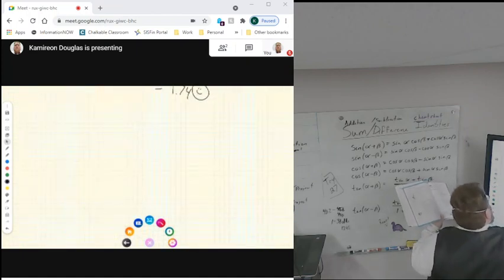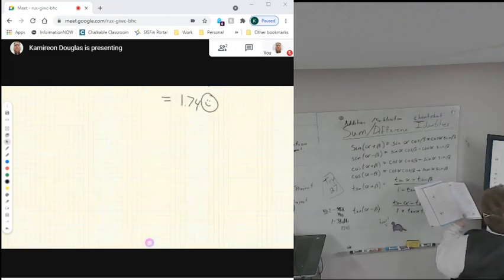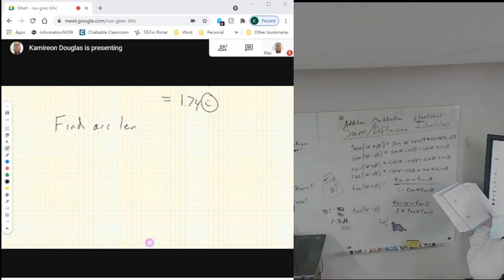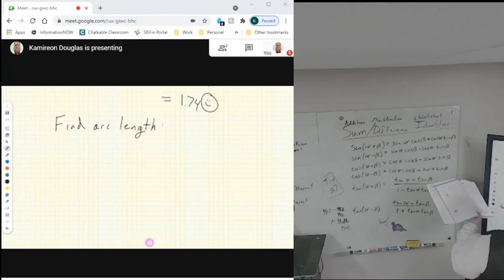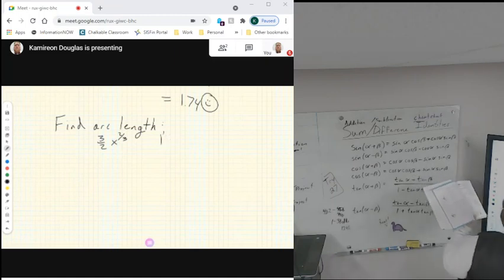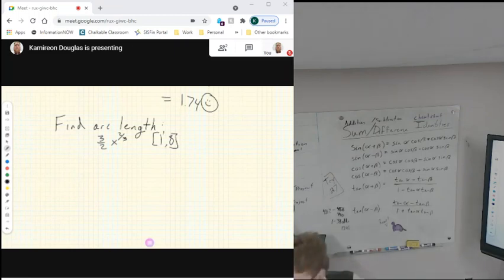We are going to determine the arc length of the following function: 3/2 x to the 2/3 power, and we are looking between 1 and 8. So just like before, I'm going to first investigate what this thing looks like, see how it feels, and then see if it actually integrates the function correctly.